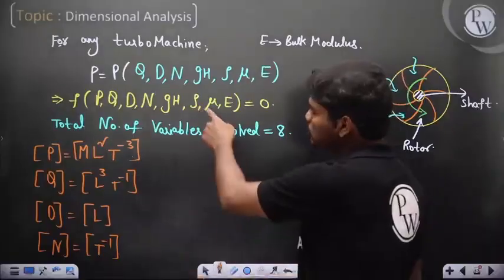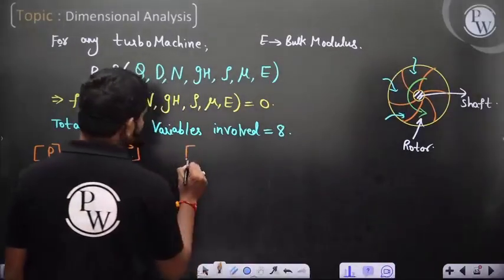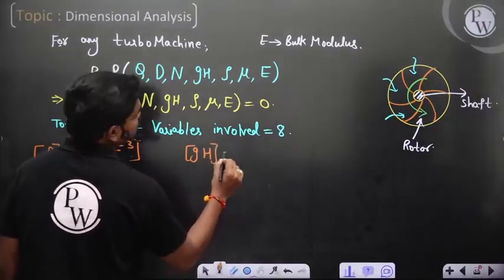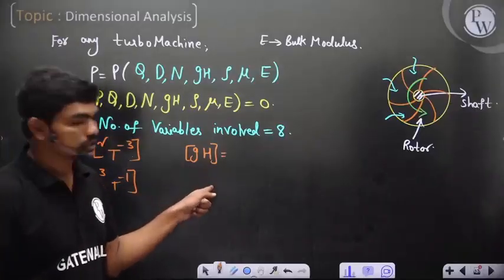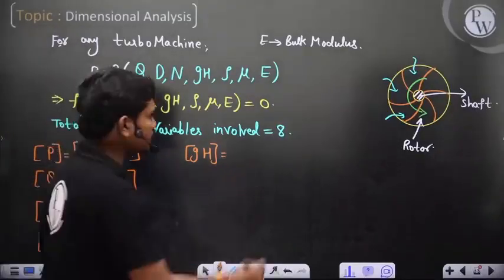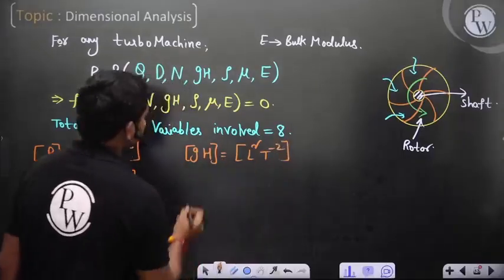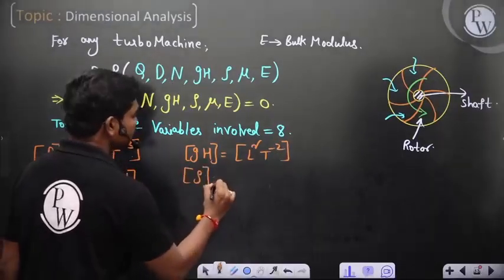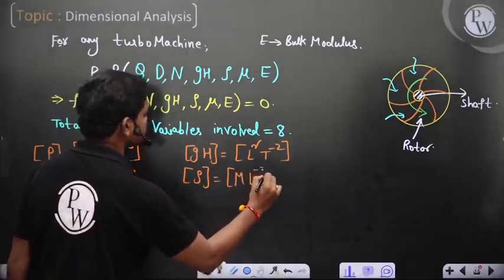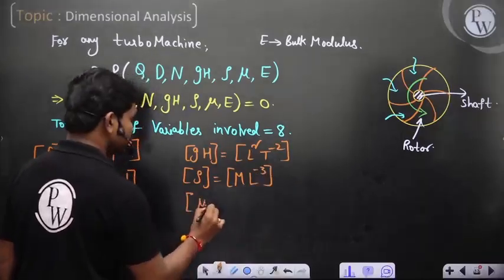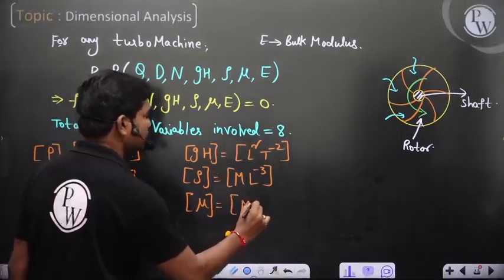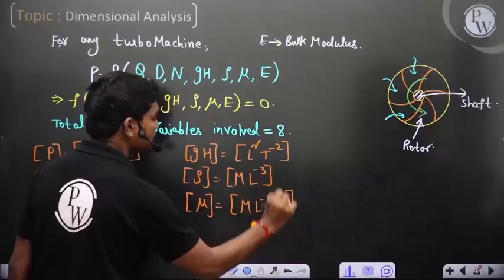Okay, then coming to GH. So what are the dimensions of GH? So G is acceleration due to gravity, meters per second square, into 1 more meter. So meter square per second square. So L square t power minus 2. Then dimensions of density, kg per meter cube. Dimensions of viscosity, kg per meter second in MKS.